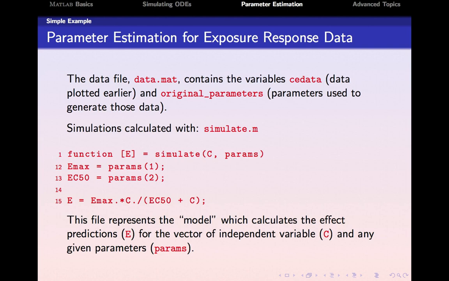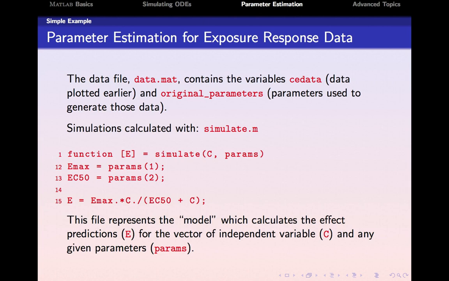So if we go into the directory that was listed on the previous slide, called estimate_emax, I have created data for the system, and I've stored them in data.mat, and it contains the concentration data. These are the data that were plotted earlier, and it also contains the variable original_parameters, and so these are the original parameters that I used to generate these data.